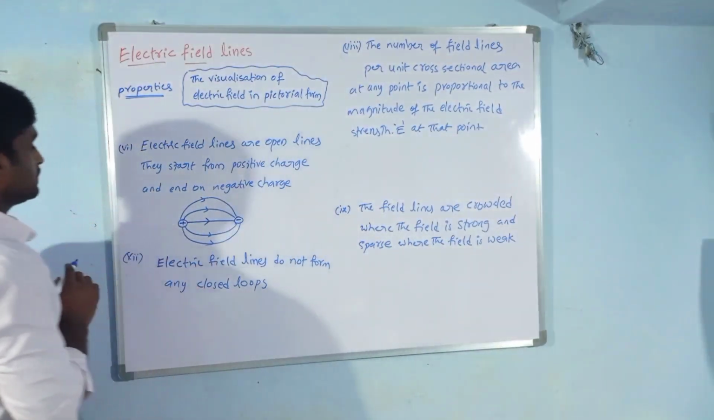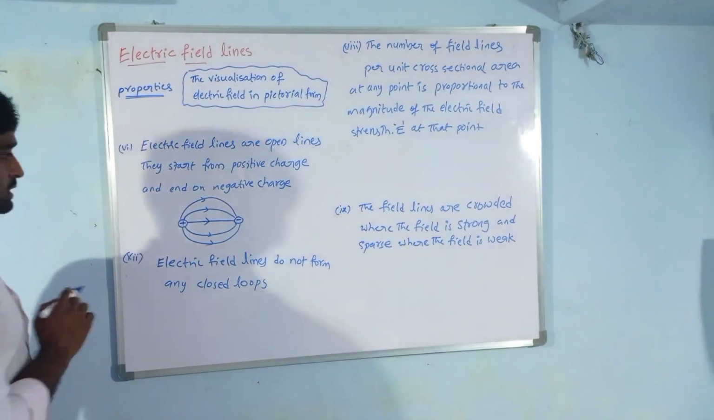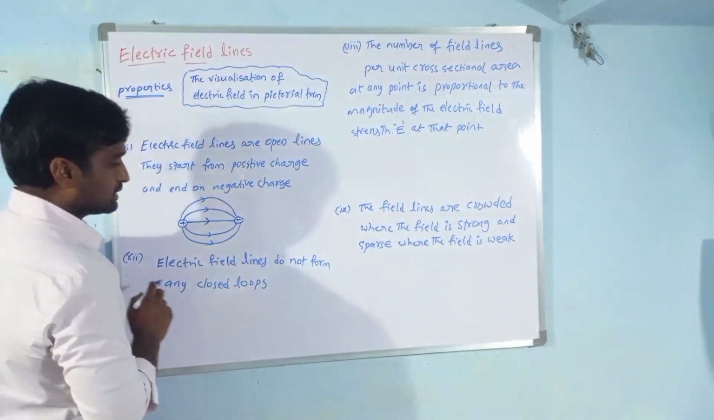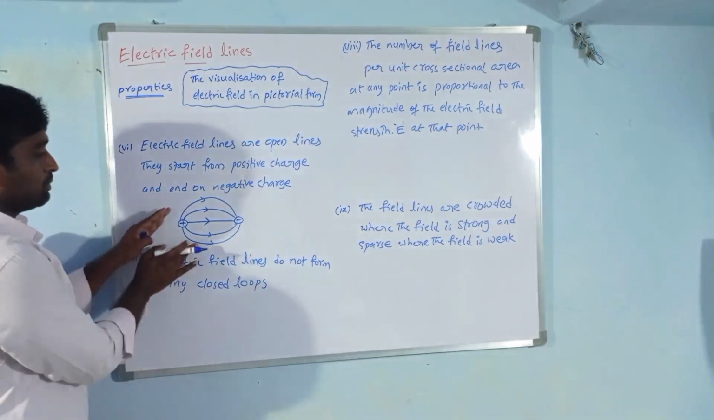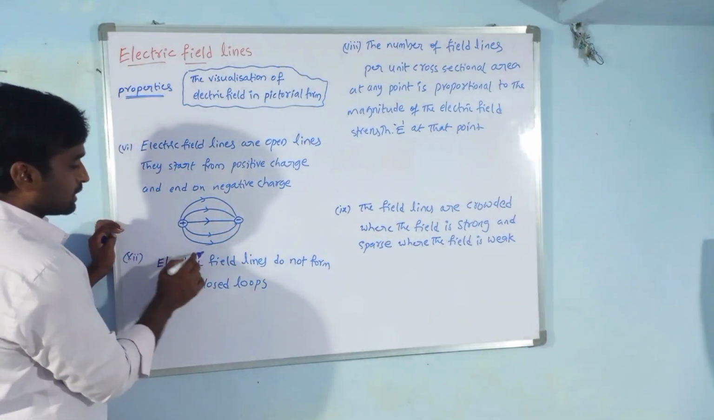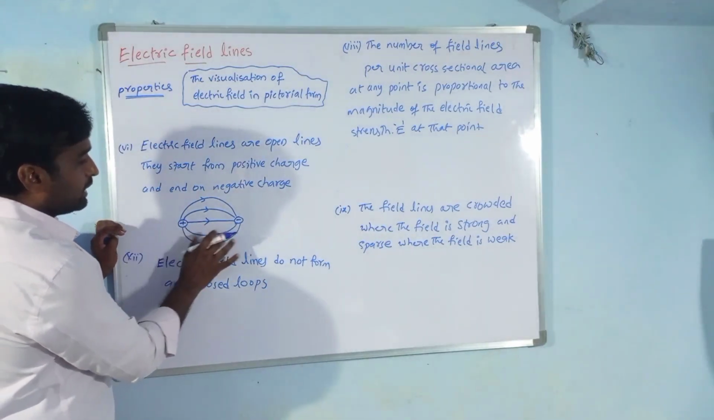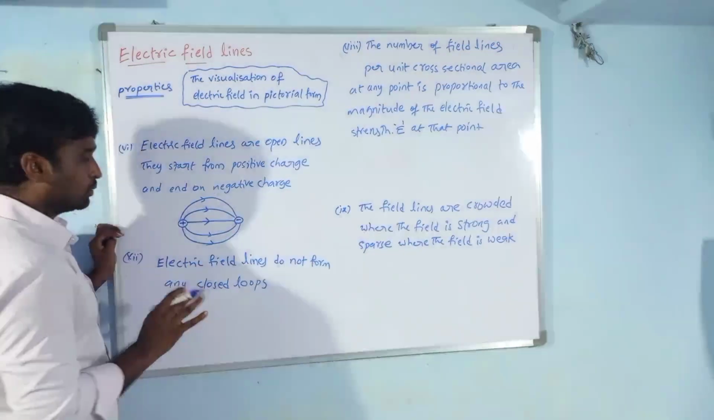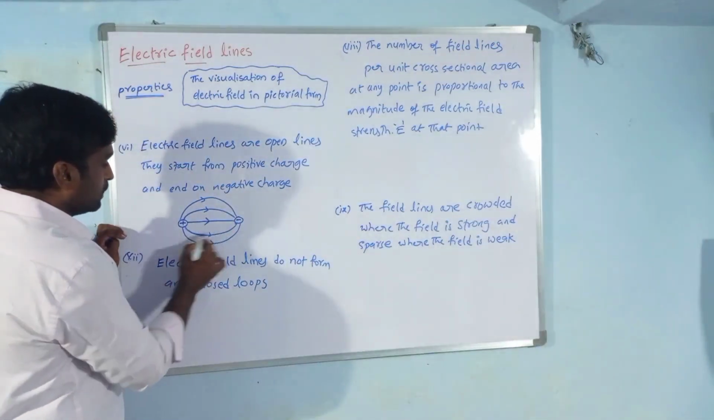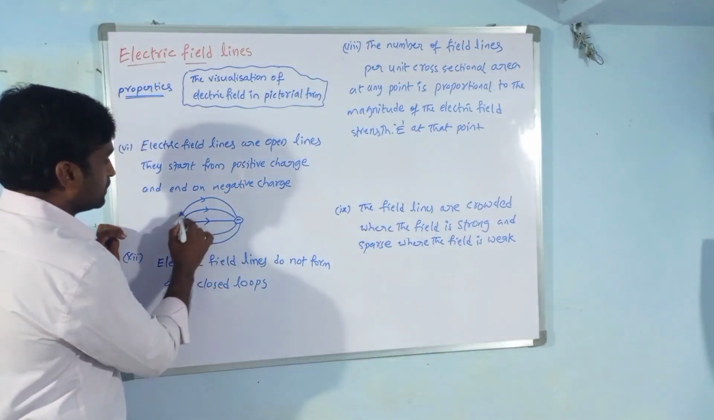That's why these lines are open lines, not closed lines. Okay. Next, the seventh property. See here, electric field lines don't form any closed loops. This is a best example. These electric field lines never create closed loops, they create only open loops. This is an open loop, this is another open loop, this is an open loop, this is an open loop.